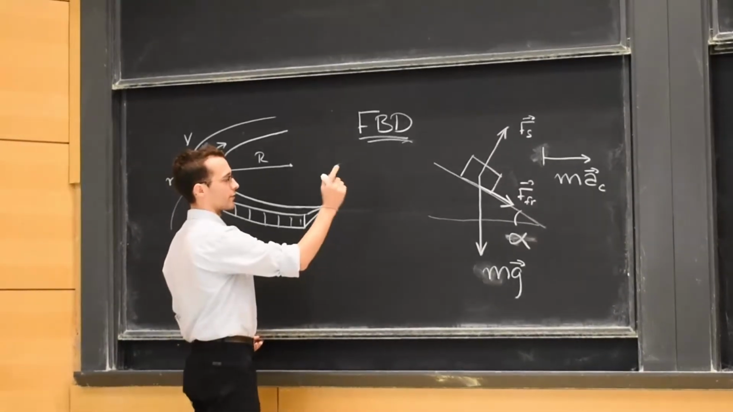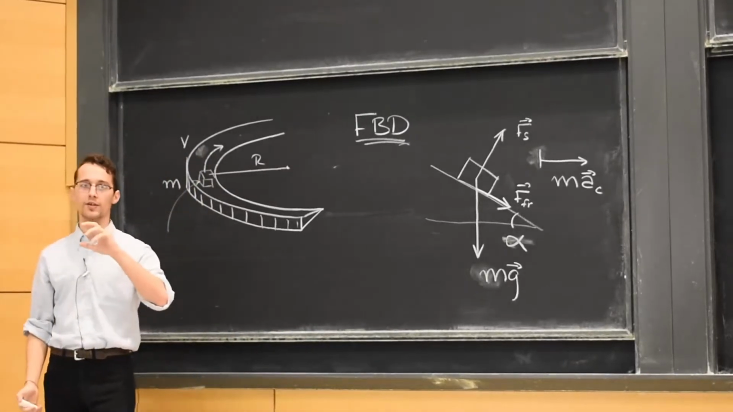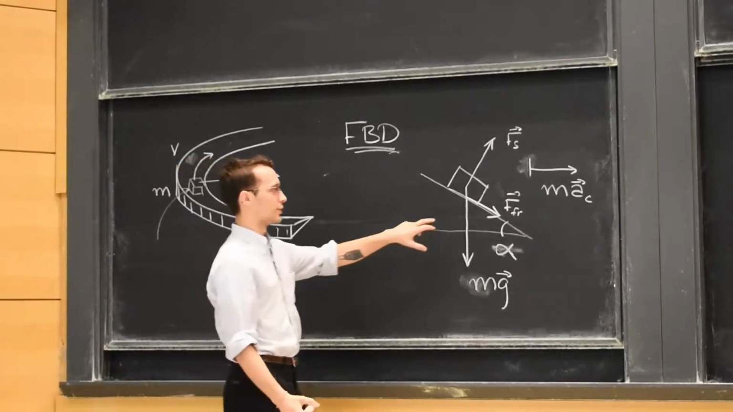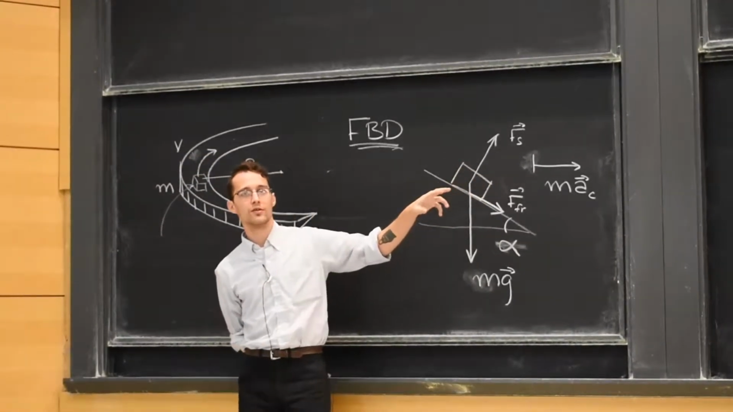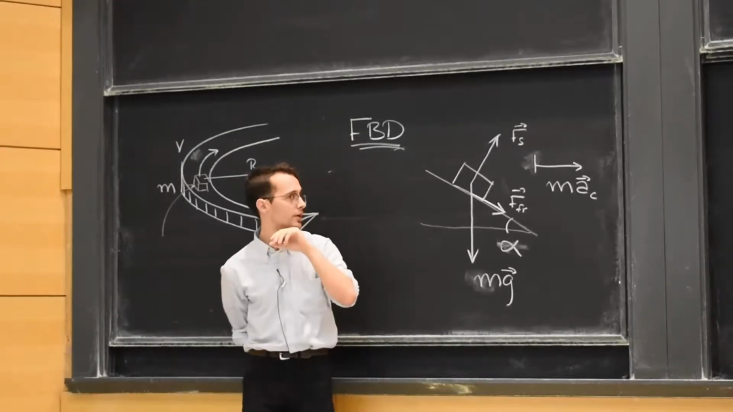Alright, so there is our free body diagram. The only thing we have left to do is describe our coordinate system: which way is our y, which way is our x. This will allow us to come up with our equations systematically so that we don't mess up our signs.